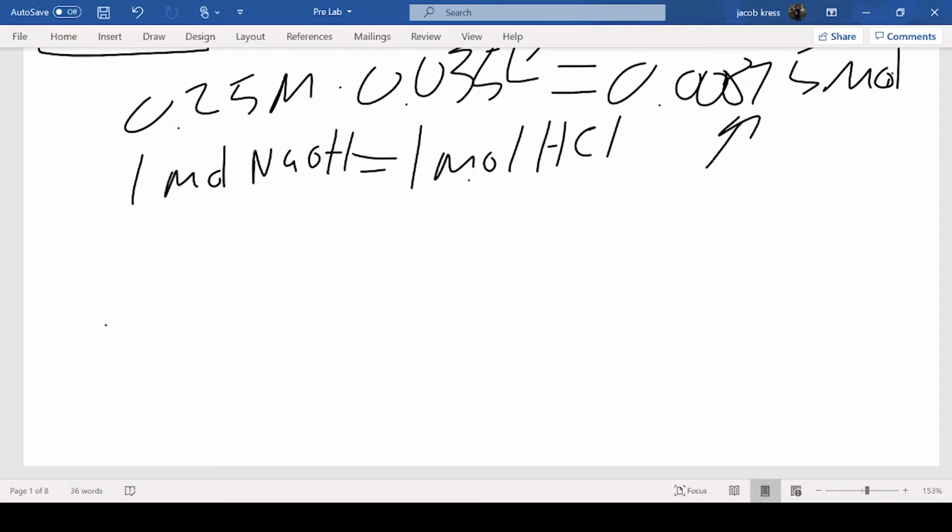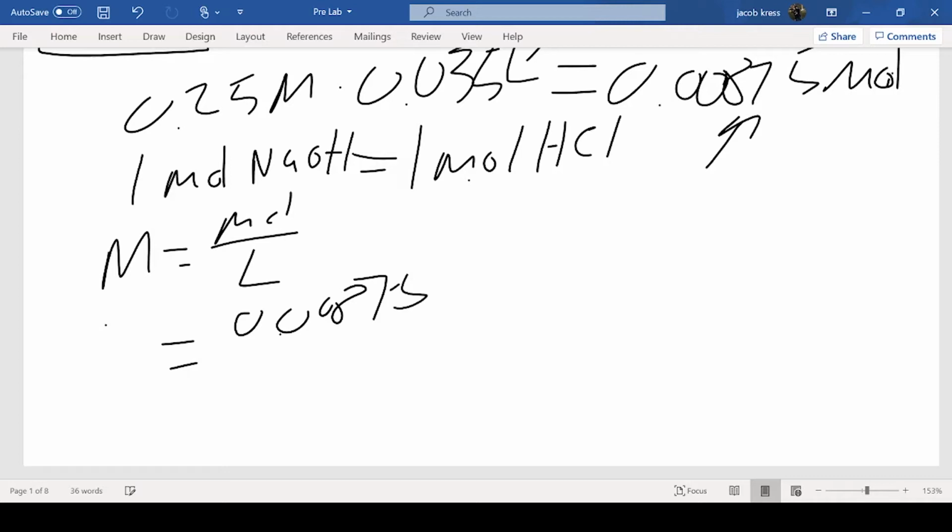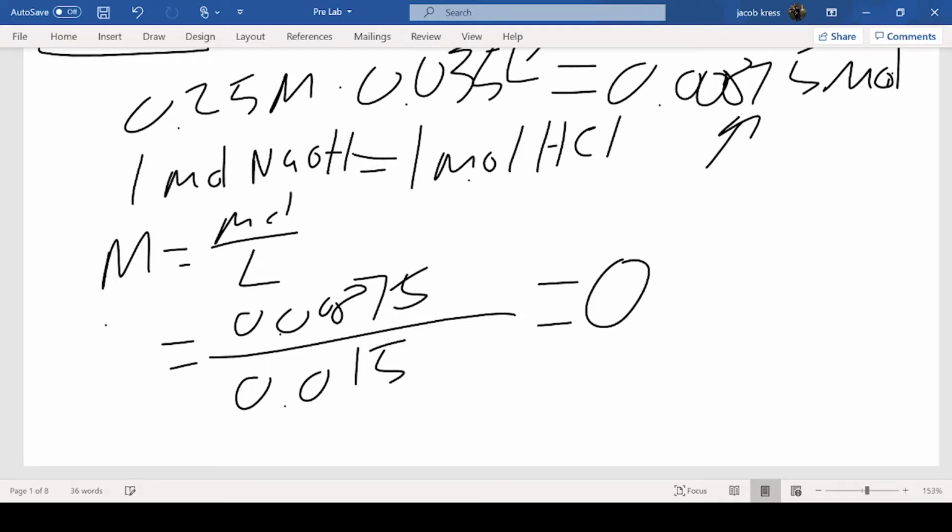So now that I have moles, the next step is to calculate the concentration of HCl. We had 15 mL of HCl to start. So all I'm going to do is say that molarity is equal to moles per liter, and I'm going to substitute my units in. So moles, we have 0.00875. My volume is 15 mL. Convert that to liters, it's 0.015. And if we punch this into a calculator, what you're going to see is my starting concentration of HCl was 0.58 molar.